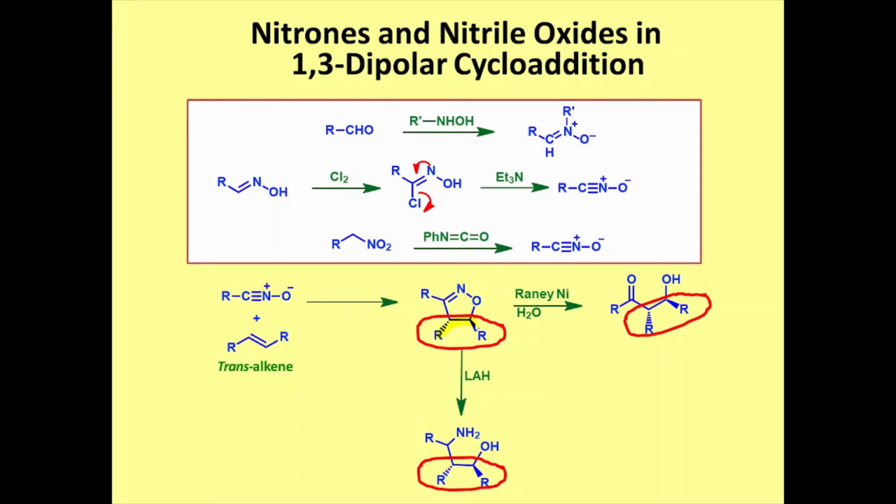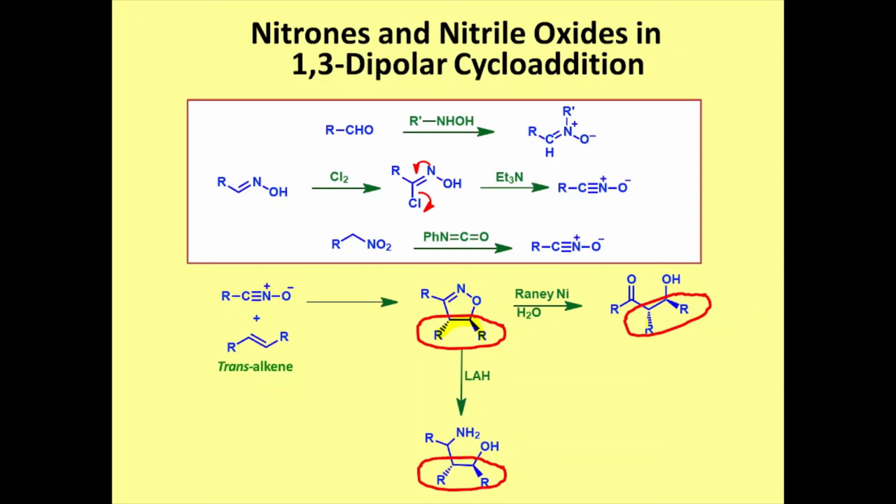As you can see over here, this is the trans relationship of the substituents, and we get an oxazole ring structure. This is the formation of the ring structure, which can eventually open up. The ring opening can proceed by means of several reactions. If we reduce with Raney nickel in the presence of water, we can get the keto alcohol compound, with two chiral centers, of course. And if we reduce with lithium aluminum hydride, we can obtain the amino alcohol compounds.